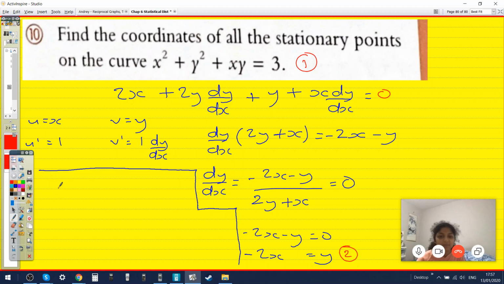Okay. So you'd have x squared plus 4x squared minus 2x squared, not plus, yeah, is equal to 3. So 3x squared is equal to 3. So x squared is equal to 1. And x is equal to plus or minus root 1.